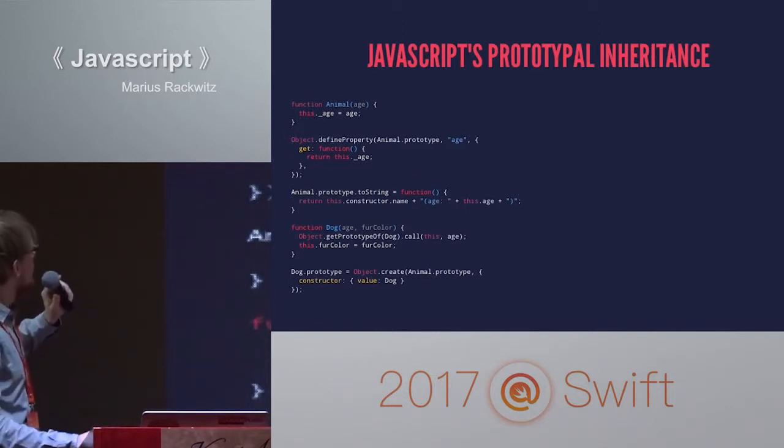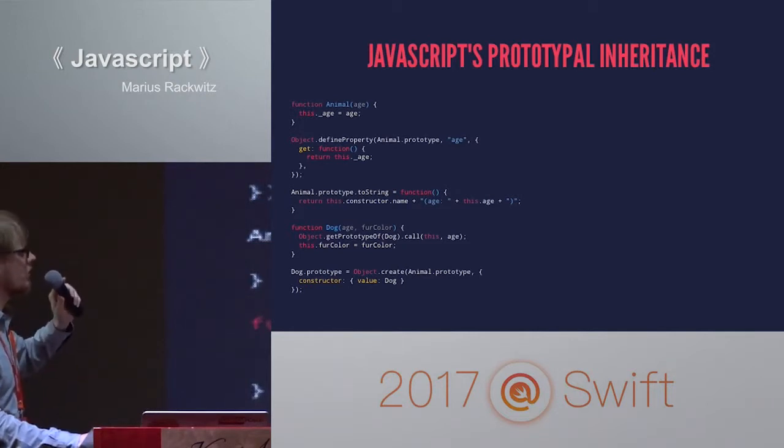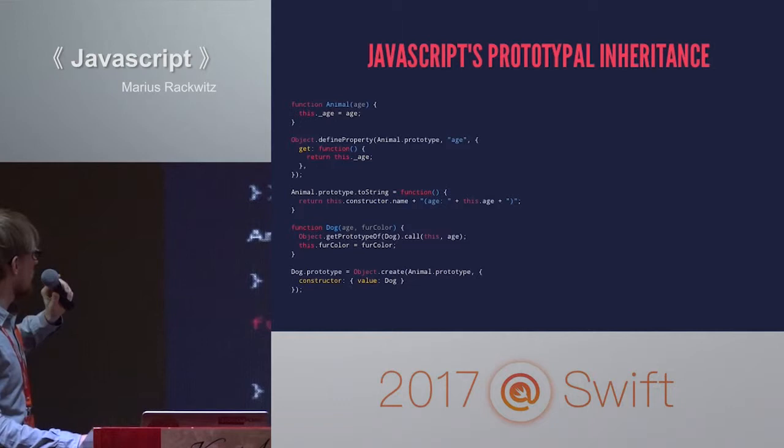What we can see here is that we use a function to define our constructor and our type, kind of, which doesn't actually exist as a type as in a compiled language because it's all done dynamically. And on this type, we define a getter using Object.defineProperty on the prototype. And we define our toString function, which is using the constructor to print a name, and extend this class by defining another function.